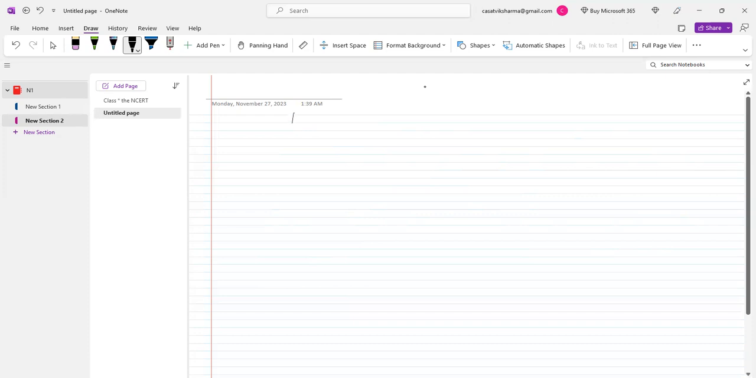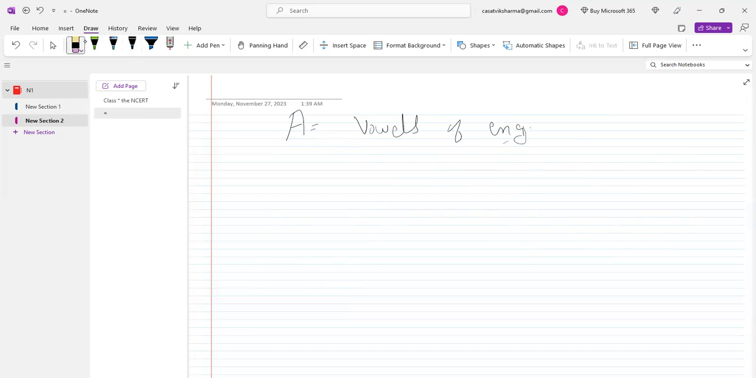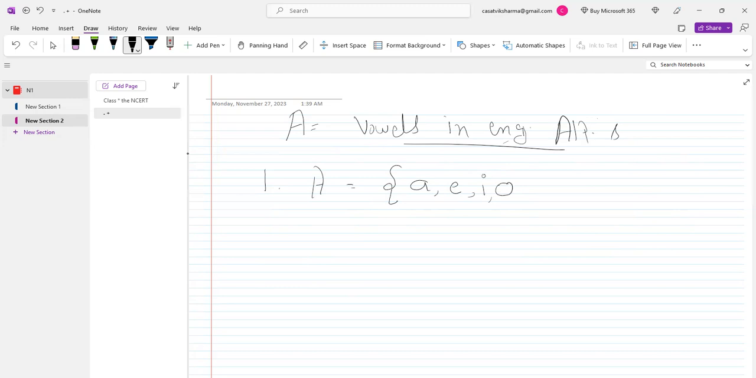Our example is vowels in English alphabets. Number one form, the roster form. We write the set with curly brackets, and inside the curly brackets we have to list each element of our set. Vowels: A, E, I, O, U.